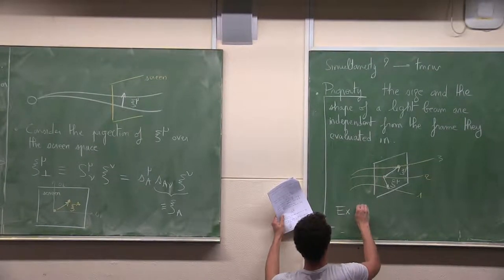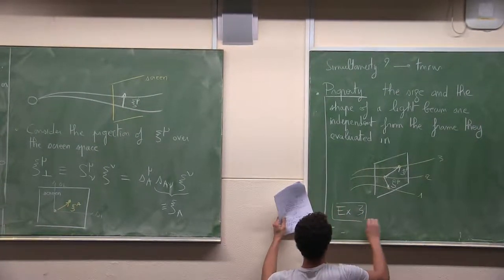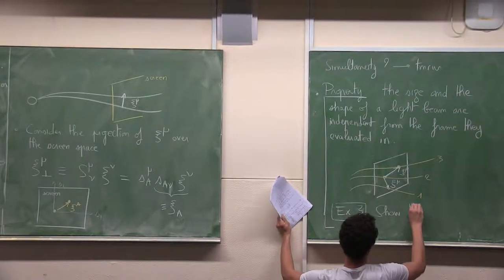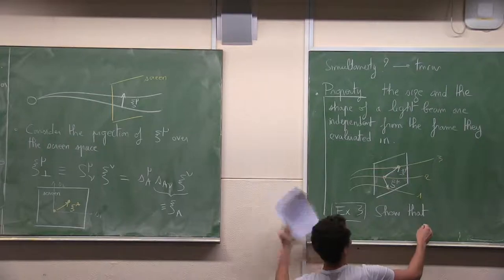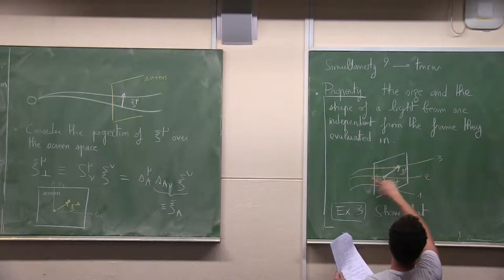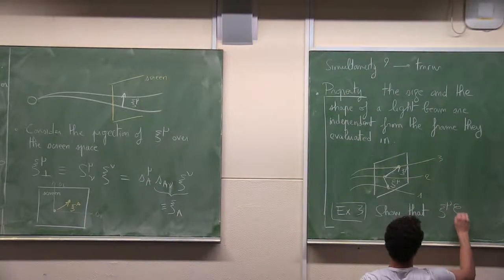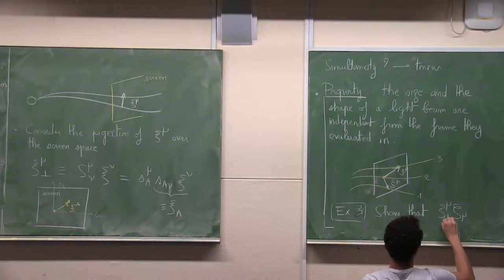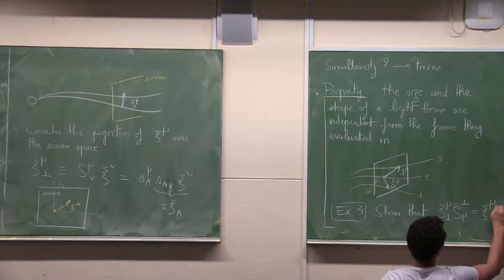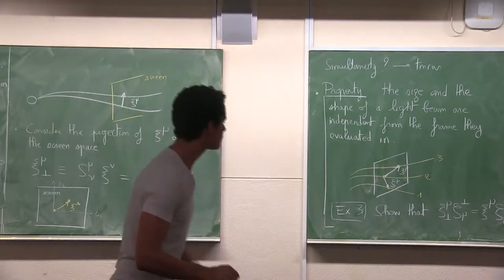So, exercise 3, sorry, is: show that whatever the screen we are talking about, whatever the u mu we are talking about to define the screen, then psi mu zeta mu projecting on the screen is actually equal to psi mu zeta mu. Right, so what does that mean?